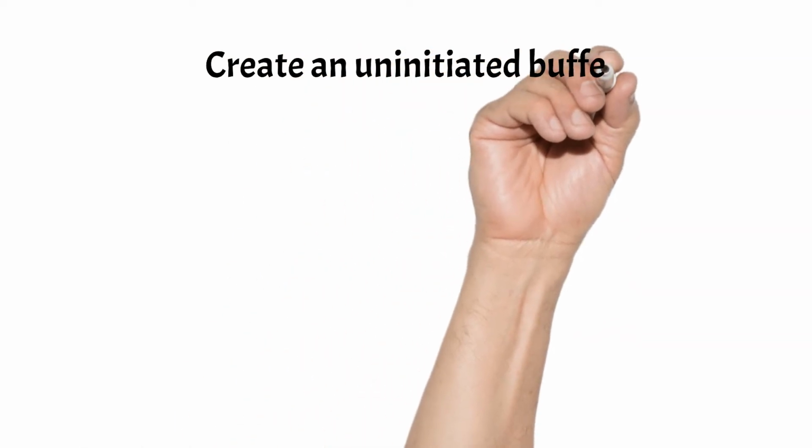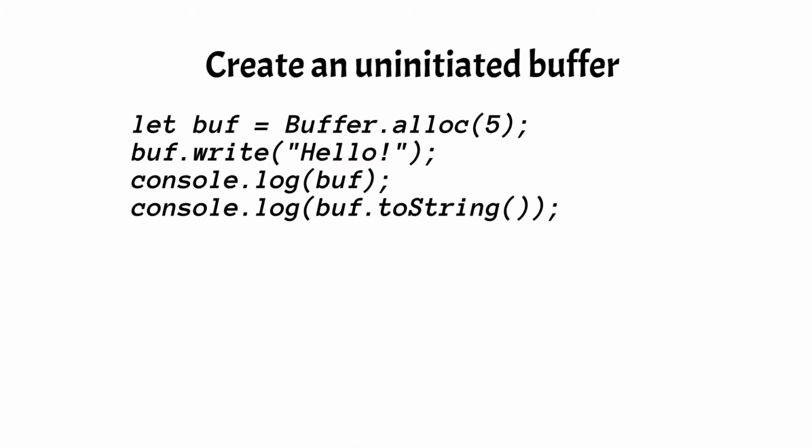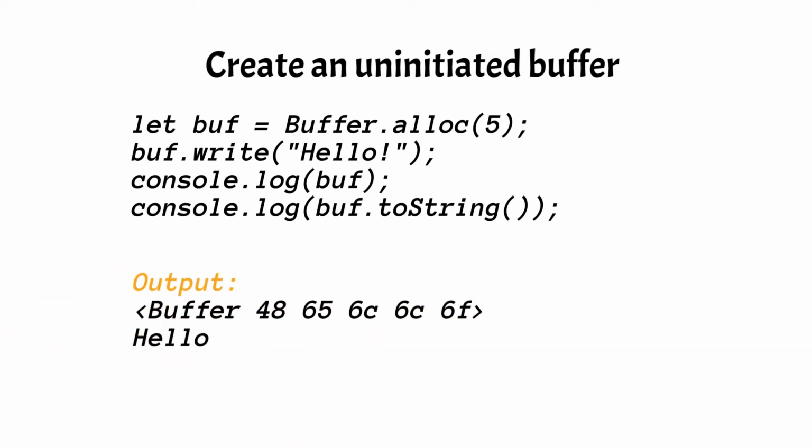Let's create an uninitiated buffer with the alloc method and write something in it. We have logged the buffer and also got the actual content by the toString method. It will log the buffer octet data and the actual content we have written.